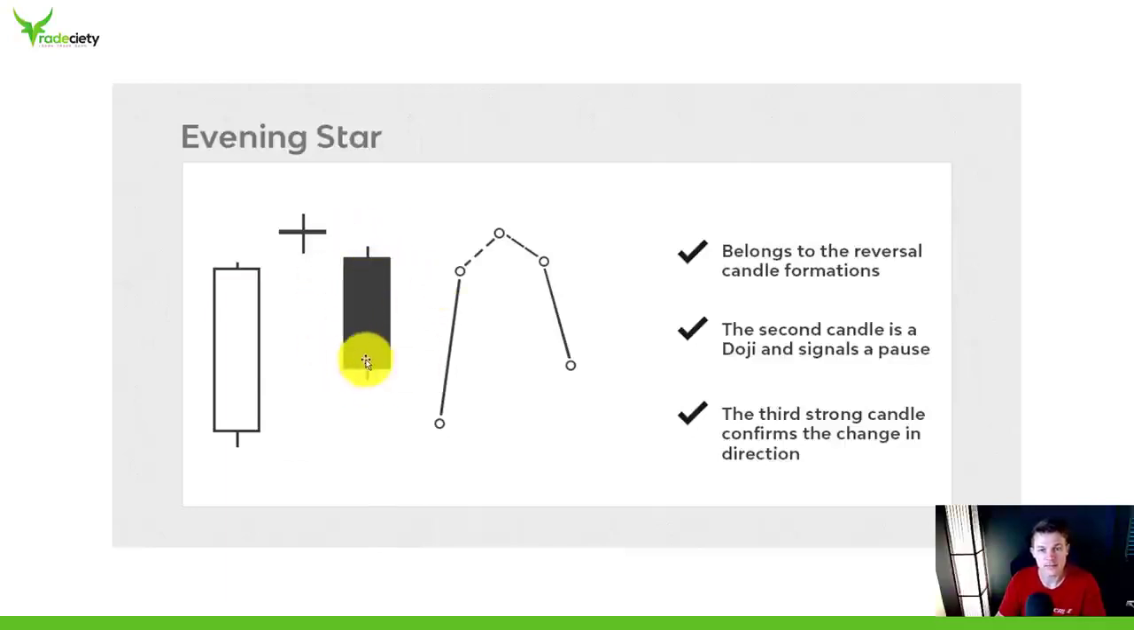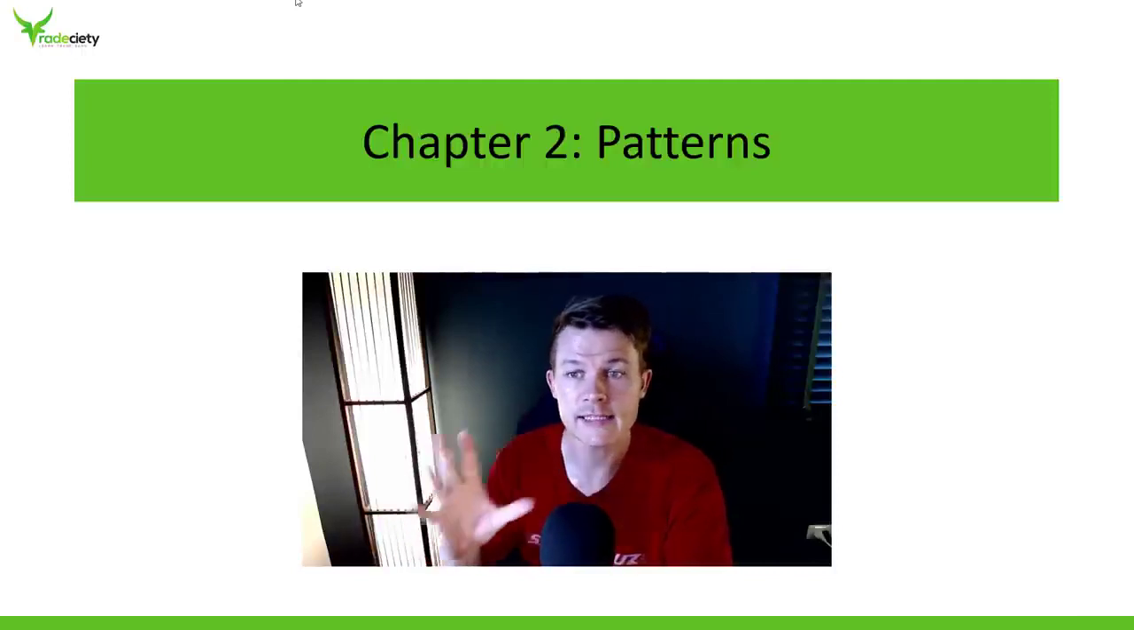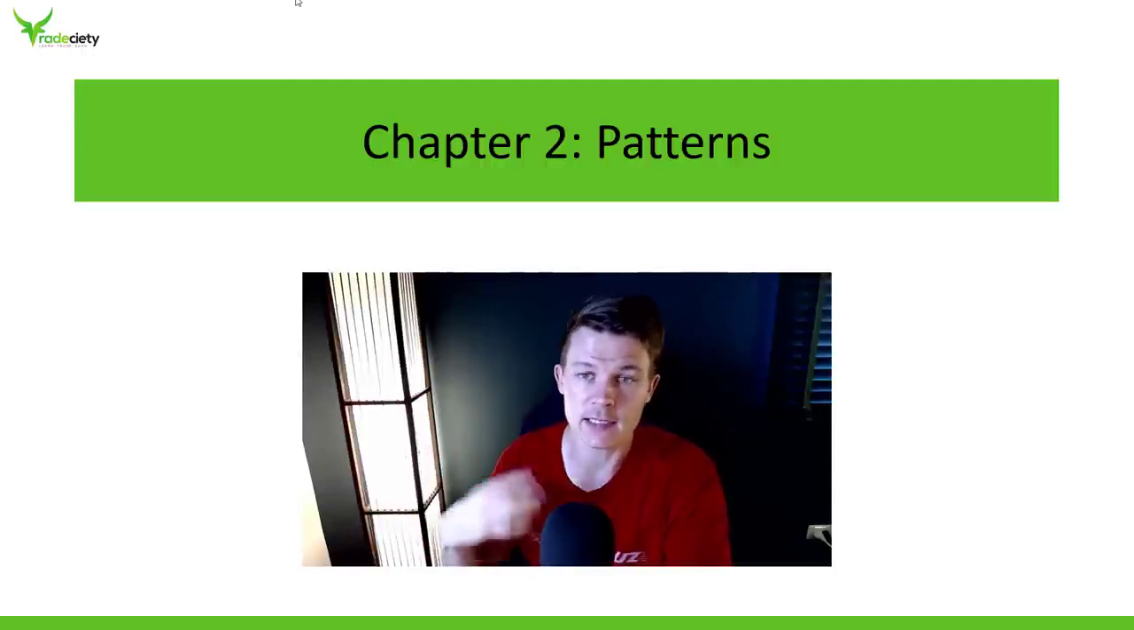Then the next candle, we have a strong bearish candle. So when we follow the price action, you can see here that the market is starting at the lows, moving higher, moving all the way here, pausing here, and then closing all the way here. This is a very strong reversal setup, and often the market continues away from the evening star. So let's move on to chapter 2 and let's take a look at price patterns and candlestick patterns.